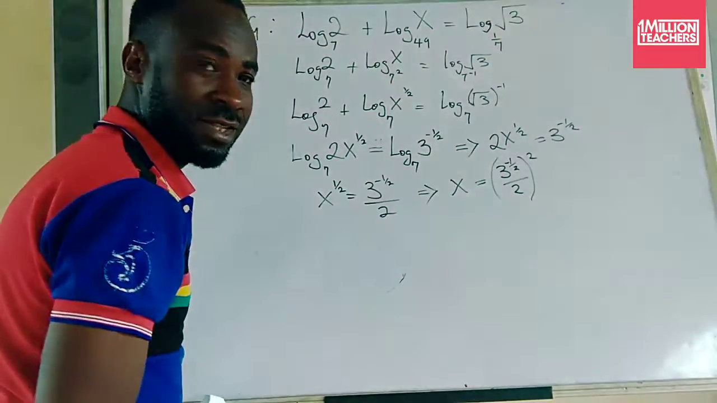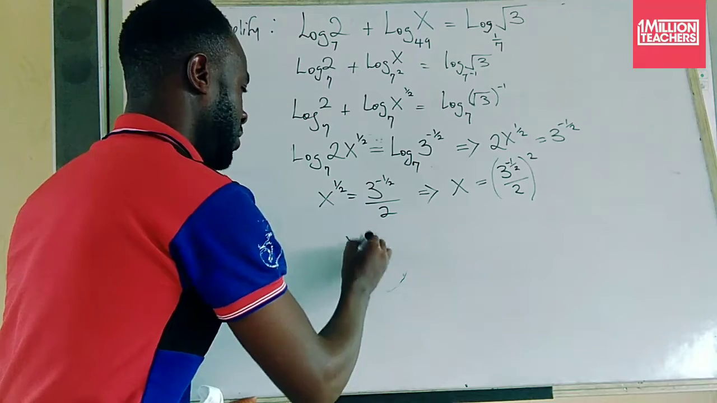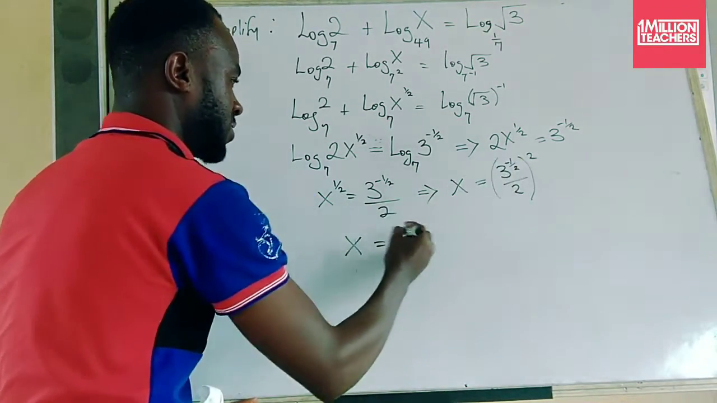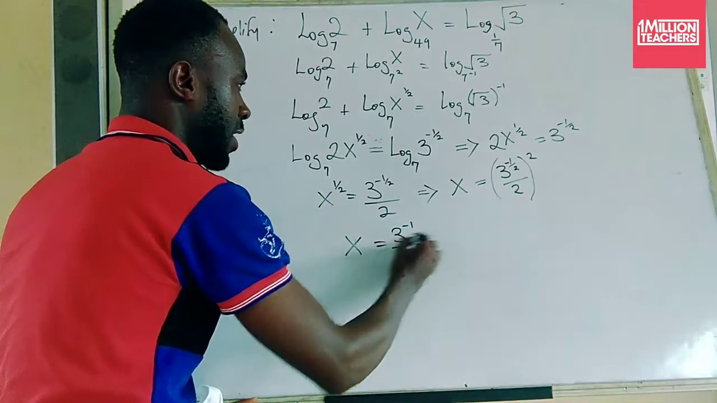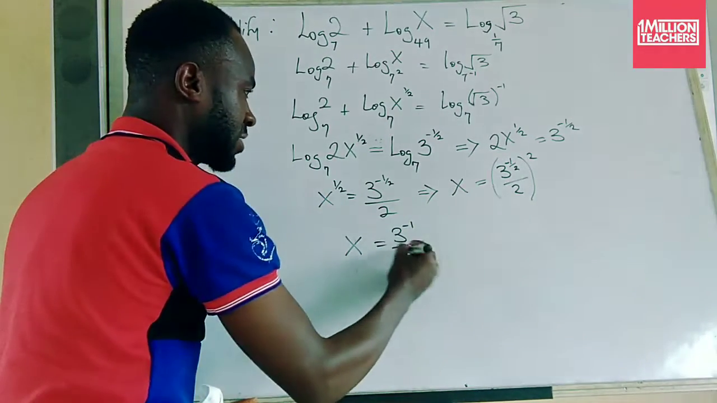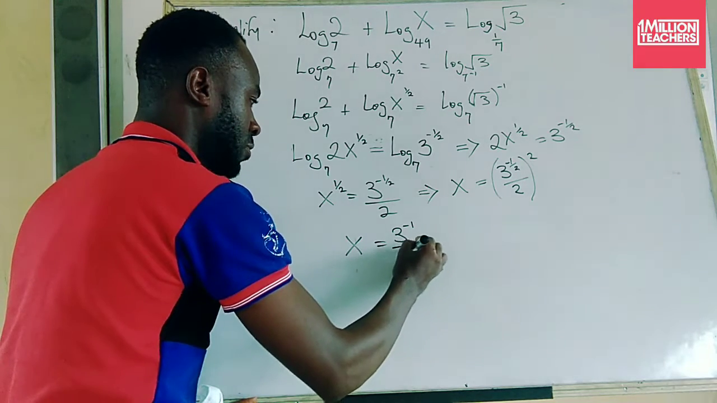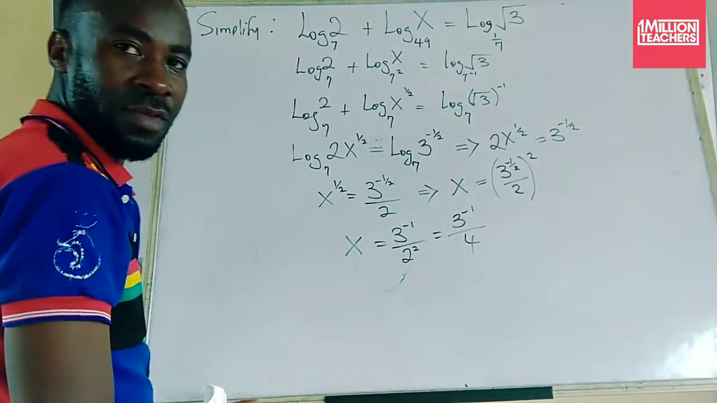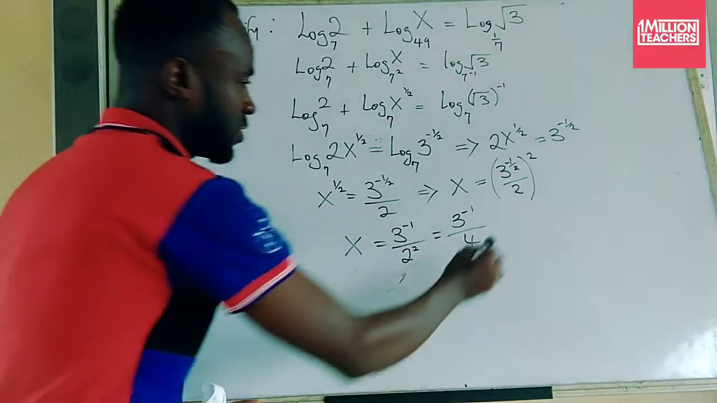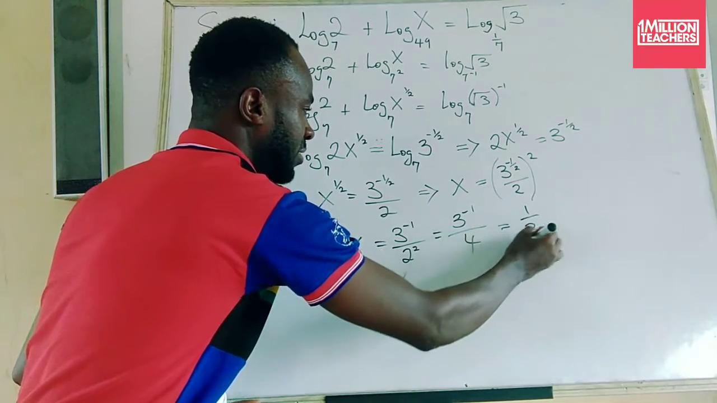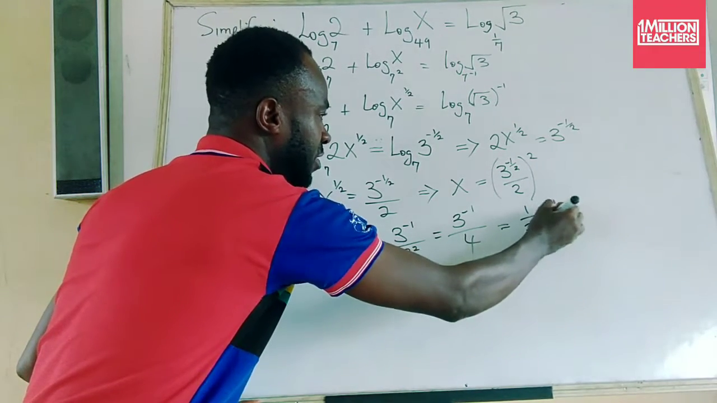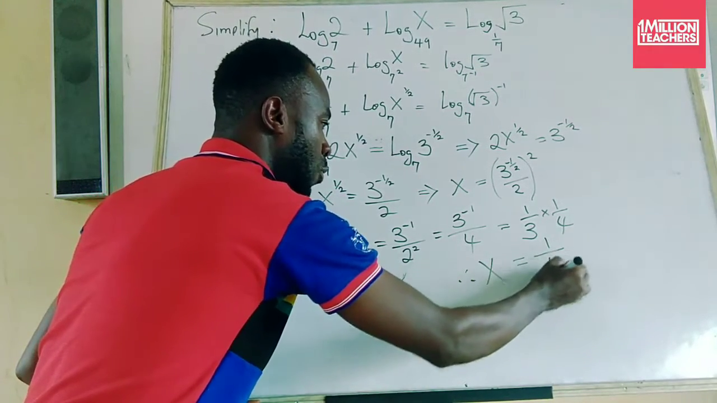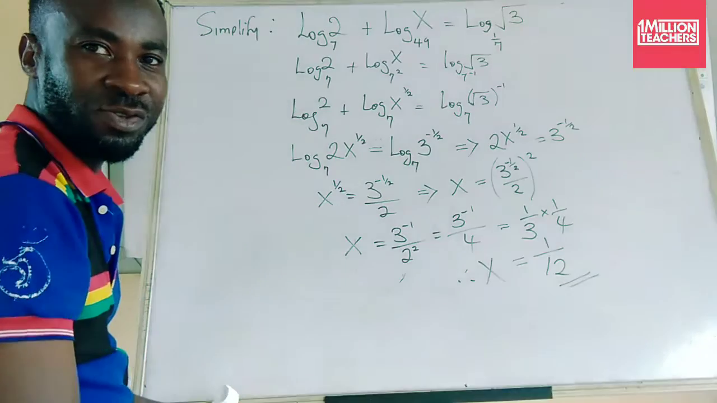Okay, and this gives me, now see, this square will affect this. So I'm having 3 to the power of minus 1, and this square will affect this, and that gives me 2 squared, which is 4. So I'm having 3 to the power of minus 1 over 4. And we know that 3 to the power of minus 1 is also the same thing as 1 over 3. So I'm having this, so that my final answer becomes x equals 1 over 12.